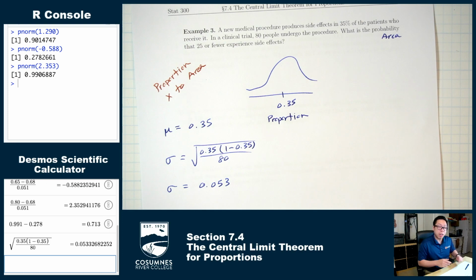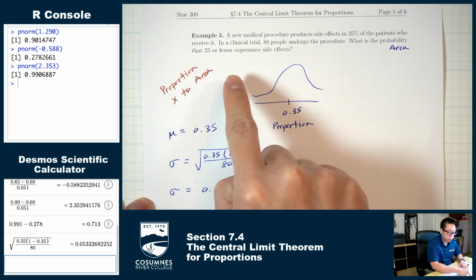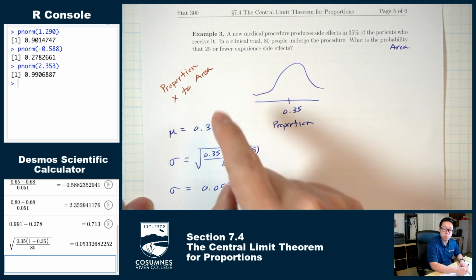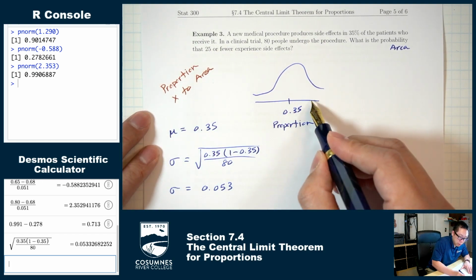And then is this shaded to the left, shaded right, or shaded between? It says 25 or fewer. So fewer means less. So this should be shaded to the left. But should I put 25 right here?